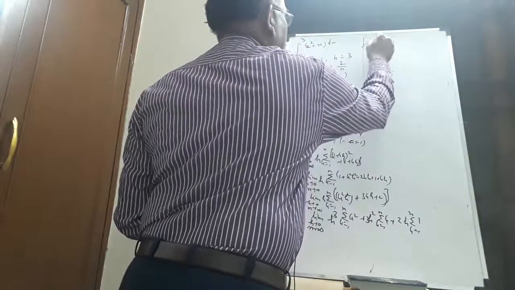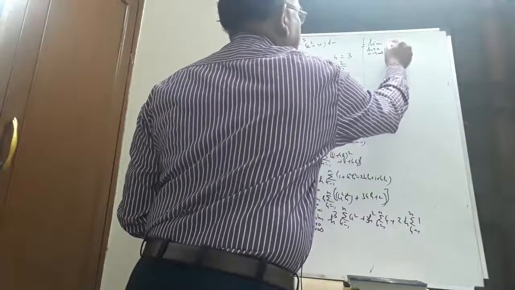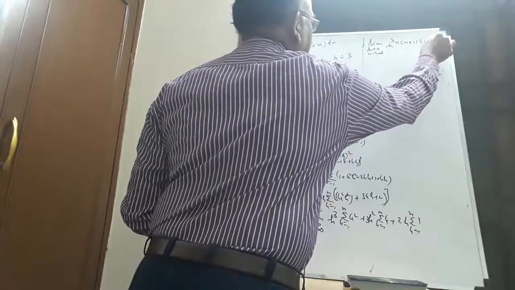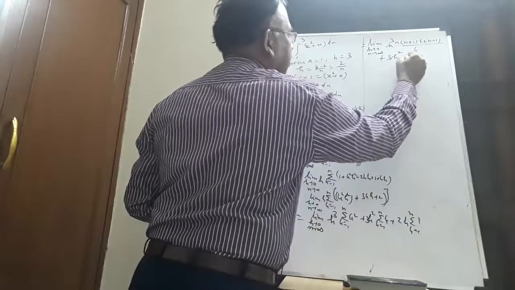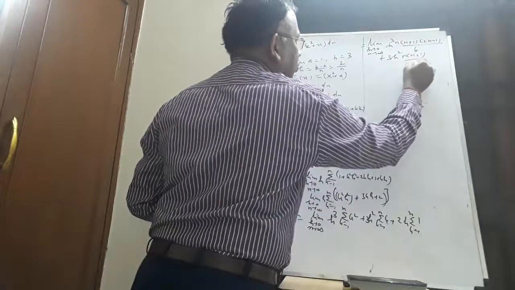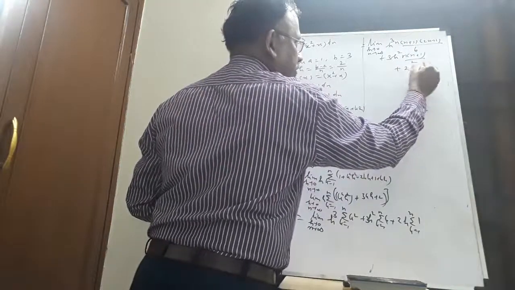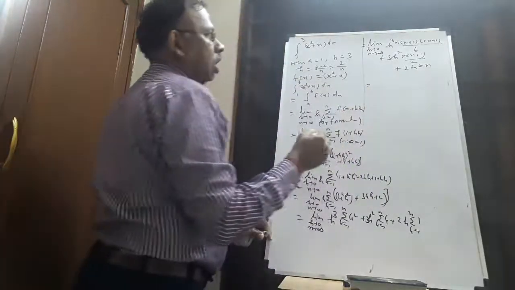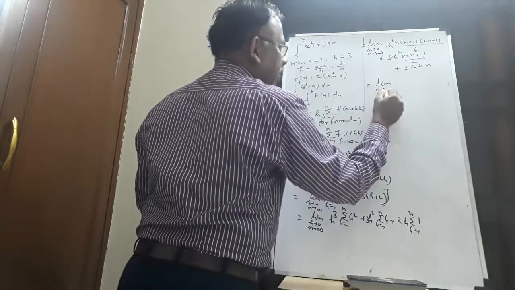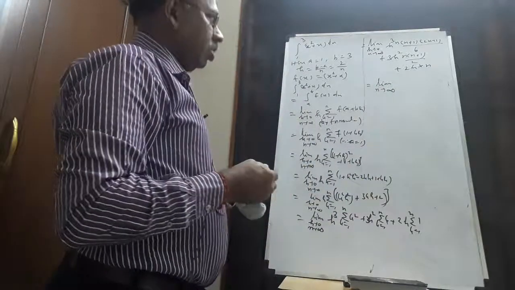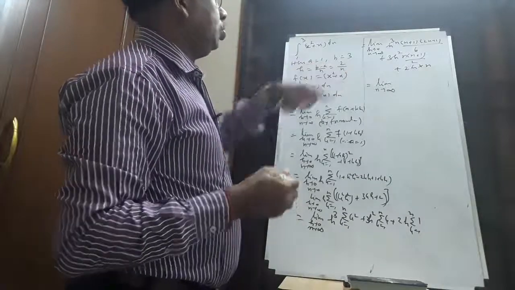Therefore, this is equal to limit h tends to 0, n tends to infinity of h cube into this formula, which is n into (n plus 1) into (2n plus 1) by 6, plus 3h square into this, which is n into (n plus 1) by 2, then plus 2h into n. Now, this is anyway reduced to limit n tends to infinity. I am writing n tends to infinity because I am going to replace h by 2 by n.